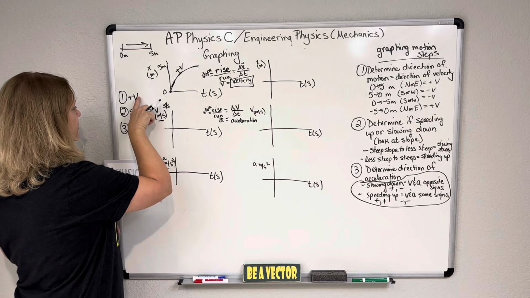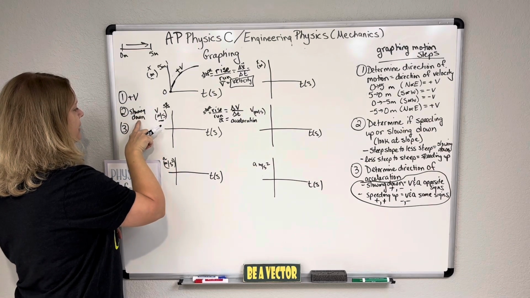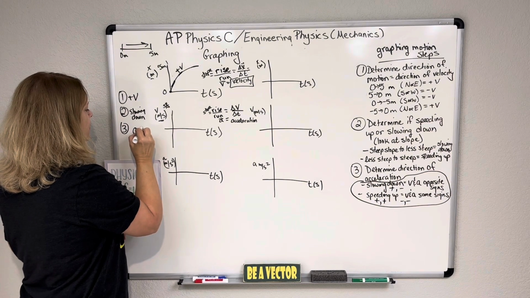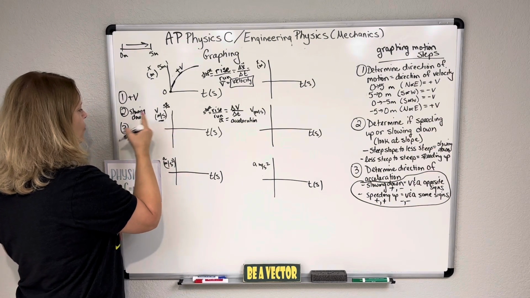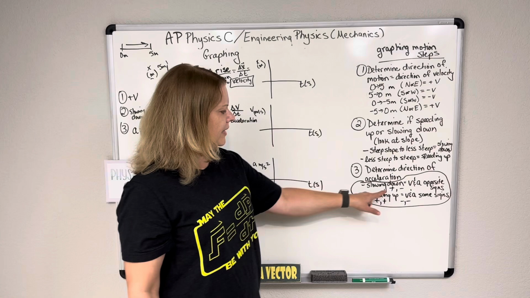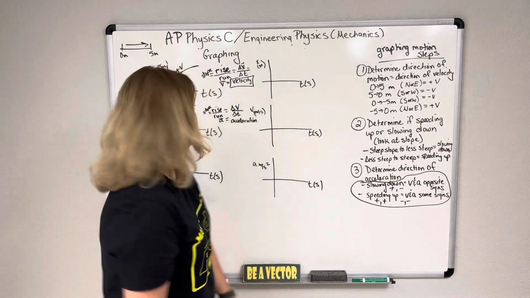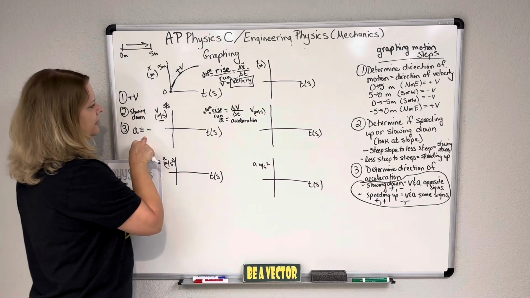Well, I'm looking at this. I know I have positive velocity. I know I'm slowing down. So that means my acceleration is going to be negative. Why? Because if you're slowing down, opposite signs. If you're speeding up, same signs. I am definitely slowing down, so acceleration is negative.